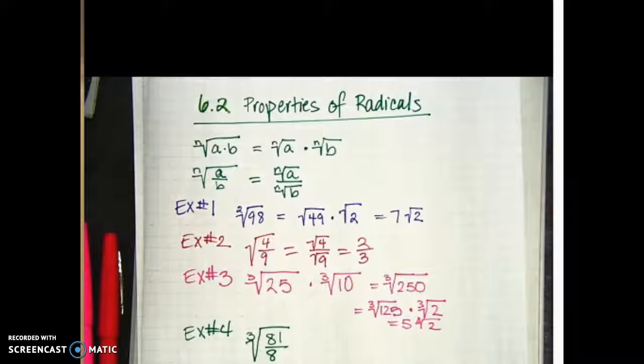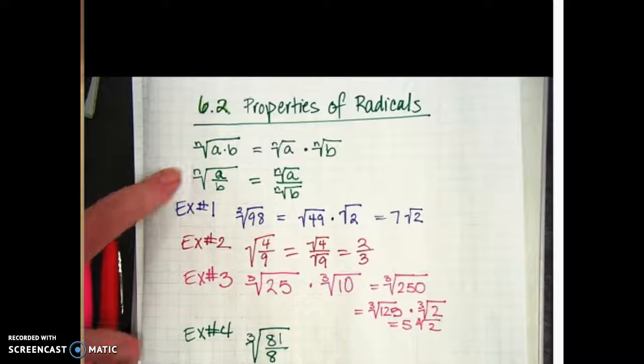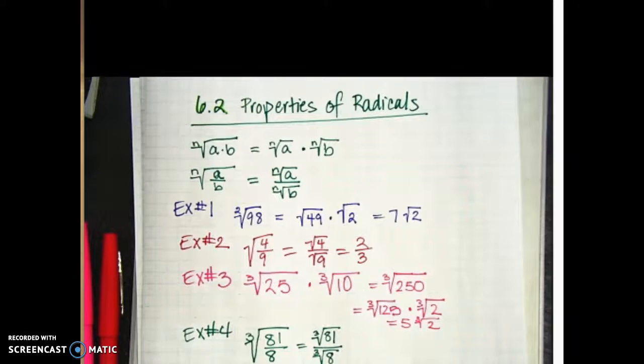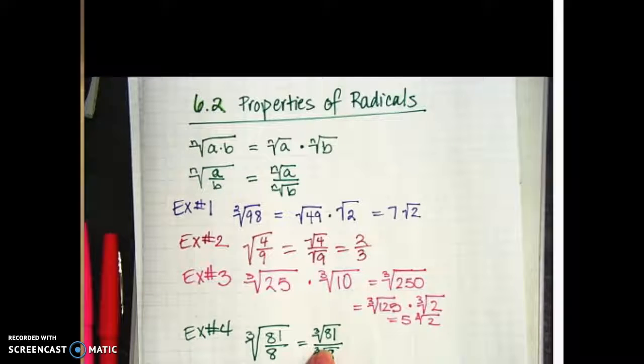Cube root of 81 over 8. So first thing we want to do is use that second property where we separate into the cube root of 81 and the cube root of 8. Then we have a radical in the denominator. No, so when we're done, we just need to make sure there's no radical in the denominator.